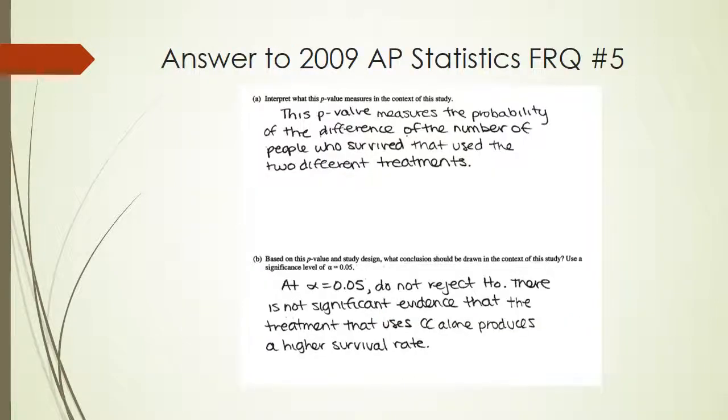So here we have an example of what a 4 would be. To answer the first part of the question, the student wrote, this p-value measures the probability of the difference of the number of people who survived that used two different treatments. For part B, the student wrote, at alpha level 0.05, we do not reject the null hypothesis. There is not significant evidence that the treatment that uses CC alone produces a higher survival rate. As you can see, both the questions were answered fully.